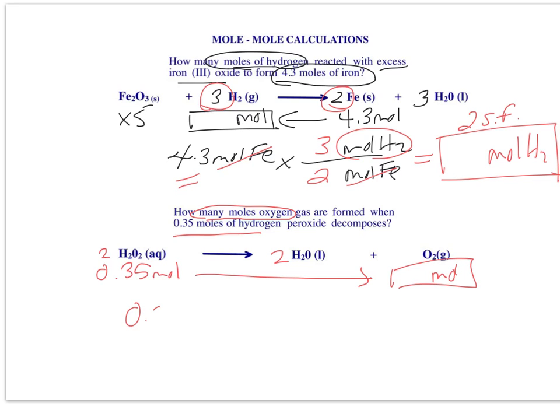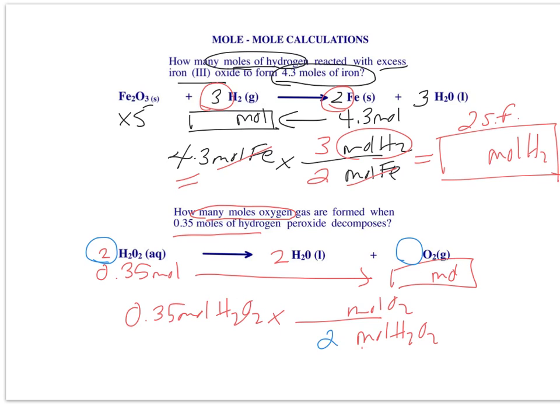I've got 0.35 moles of H2O2 to begin with, times fraction. I'm getting rid of moles of H2O2. I'm trying to get to moles of O2. Again, I look at the balanced equation and I can see my ratio is 2 to 1. I have 2 moles of H2O2 for every 1 mole of oxygen. Moles of hydrogen peroxide cancels, leaves me with moles of O2. Put a nice little box for my answer.